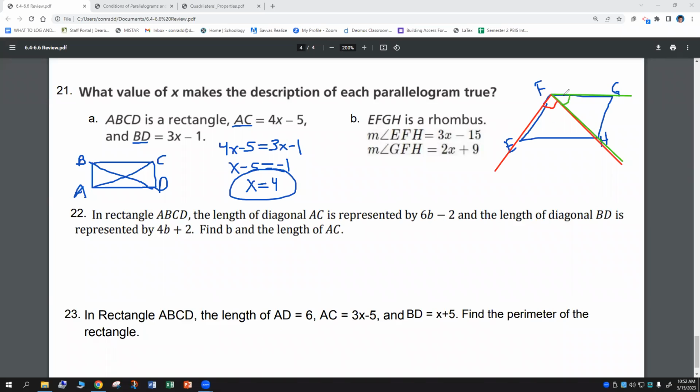So in a rhombus, the diagonals bisect the opposite angles. This big angle in blue here, EFG, is getting split in half, and then the red and the green are going to be equal to each other. So we're going to set these equal to each other: 3x minus 15 equals 2x plus 9. We're going to subtract 2x on both sides. We're going to add 15 to both sides, and we get x equals 24.